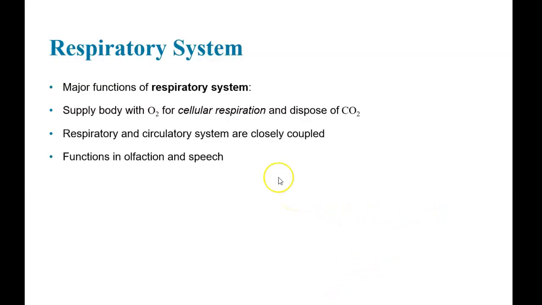All right, so lecture 9 is going to go over the respiratory system. This is chapter 22 from your textbook, and it's going to cover sections 4, 6, and 7. The main functions of the respiratory system are to supply the body with oxygen for cellular respiration and also to get rid of carbon dioxide.